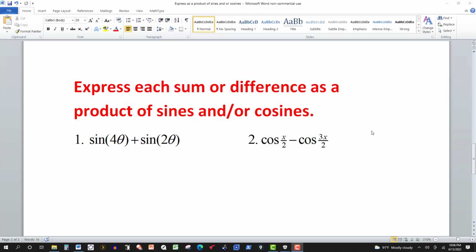In this video, we want to express each sum or difference as a product of sines and/or cosines. So we have sine of 4 theta plus sine of 2 theta. And for the second problem, cosine of x over 2 minus cosine of 3x over 2.